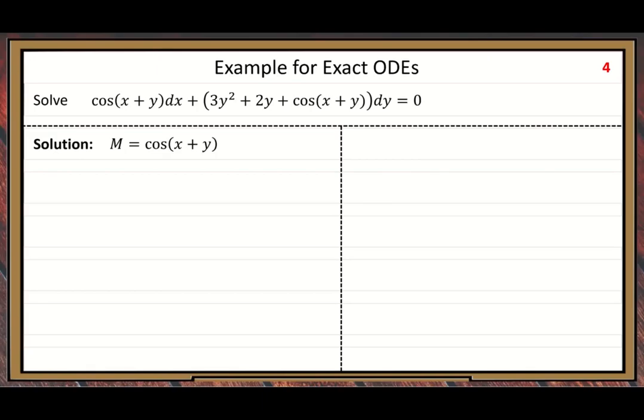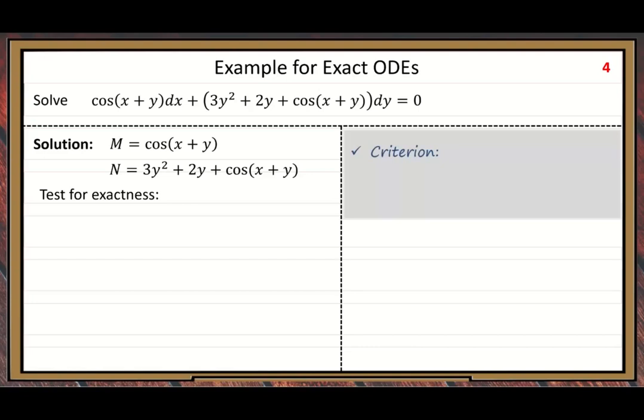First, we write the m function and the n function explicitly here. The first thing, let's test for exactness by checking the partial derivative criteria. Let's calculate partial m over partial y. So we get negative sin of x plus y. Easy. The second, partial n over partial x.